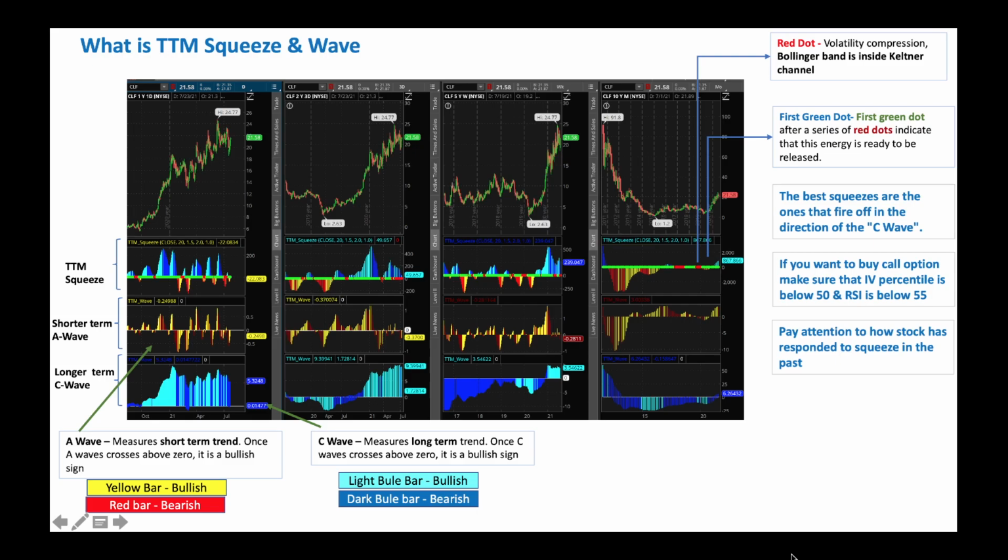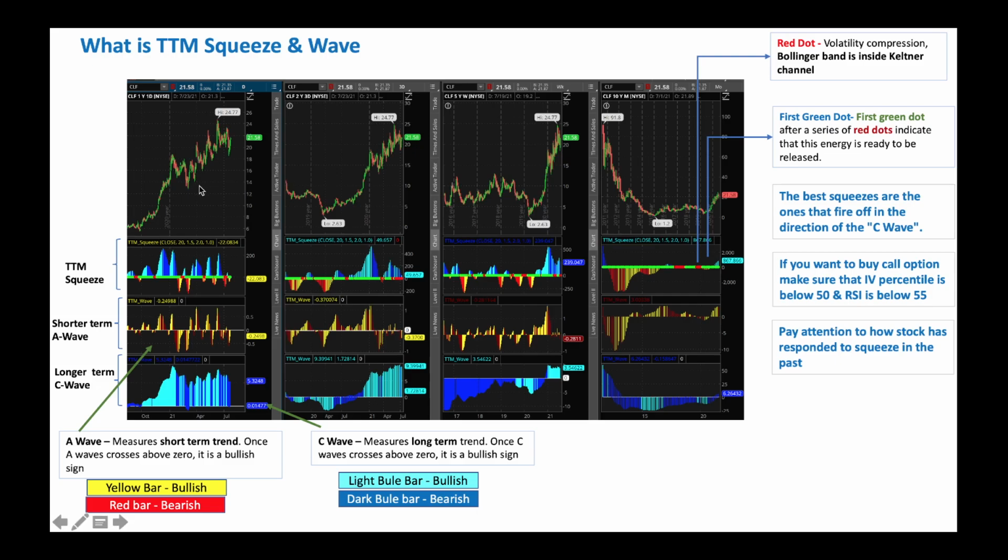So what is TTM Squeeze, you might ask. TTM Squeeze has got multiple things going on. It looks at a chart. In this case, I like to look at the 1 day chart, a 3 day chart, 1 week chart, and a monthly chart. It kind of gives you a good idea on what's going on.